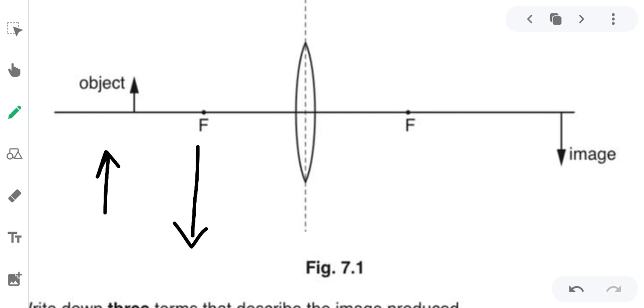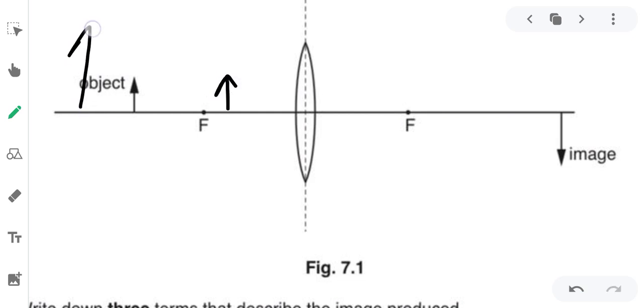In order to make sure that this is a real image, what you can do is, I will tell you later. So the three things that you can write down here are that this is an enlarged, inverted, and real image. If the image had formed at this side, we would have said that this is a virtual image, because now the image is formed on the opposite side, therefore we'll say that this is a real image.